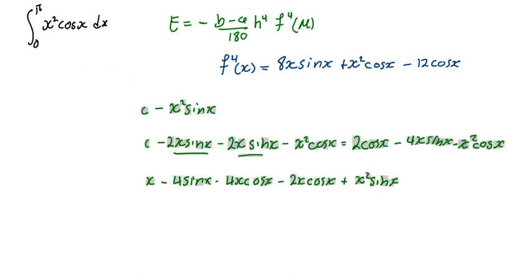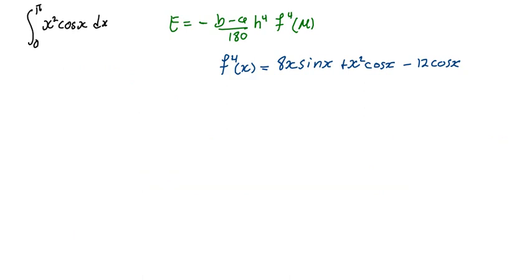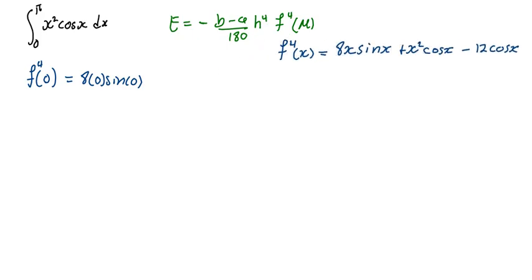We really needed to have it because we are going to have to evaluate. The reason why I'm particularly doing this is we have to evaluate at these points, this point as well as that point. So here's what I mean by evaluating. We are going to have to look for f to the fourth of 0, the fourth derivative evaluated at the lower limit, 0. So here you're going to say it's 8 times 0, sine 0, plus 0 squared cos 0 minus 12 times 0.